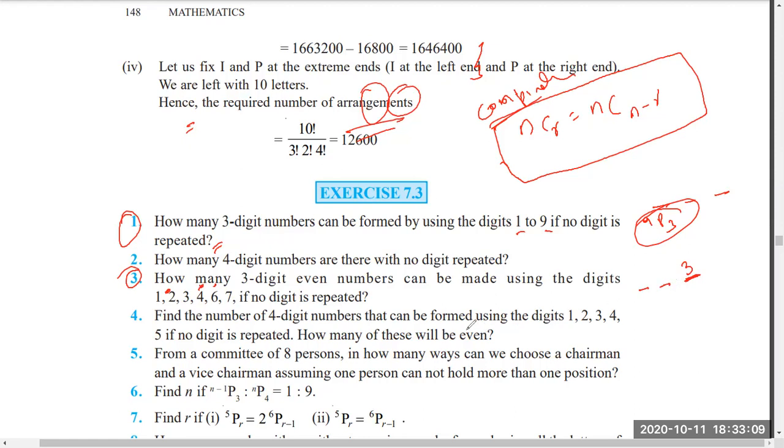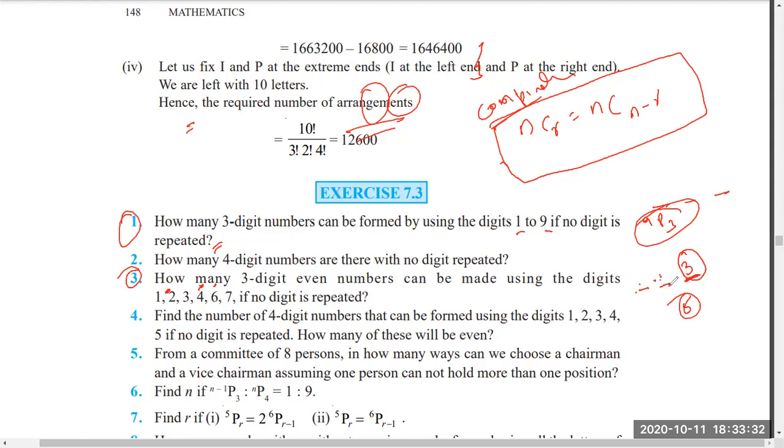Because if no digit is repeated, what is the number of digits that is left to arrange in these two places? That is 1, 2, 3, 4, 5, 6, 5 digits, right? You can arrange any digits here. Only this place is important because it should be even. That's why I have taken any of the 2, 4, and 6.